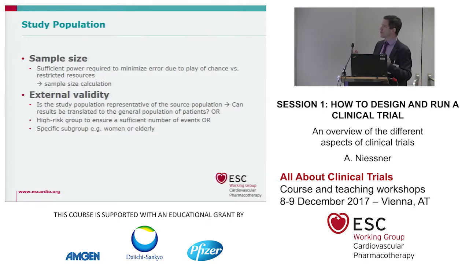You need to get a feeling for your data, about what you can show with your data. You also have to think, when you think about the study population, about the external validity. Is the study population representative of the source population? Can results, after you have them, be translated back into the general population? There may be different aims, so there's no right or wrong in this, but you have to think about what your aim is and then define your study population.